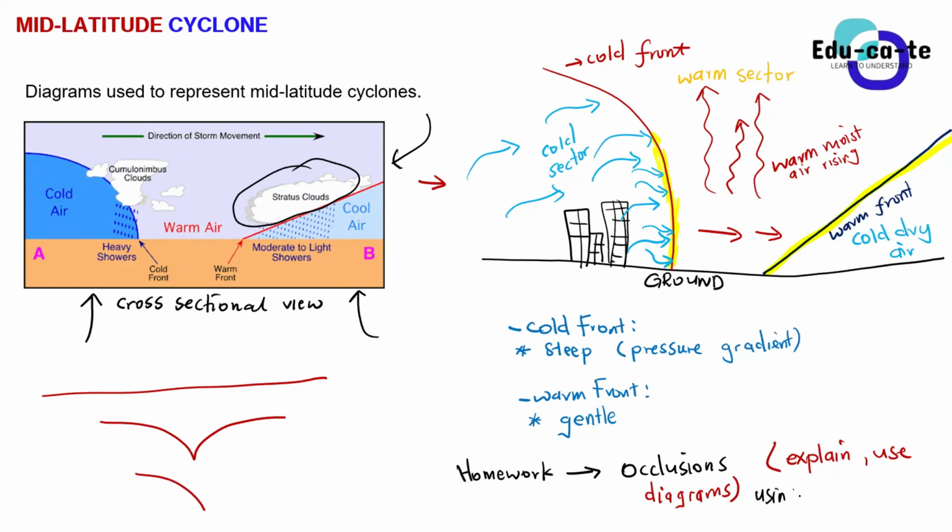Okay, sir. So the cross-sectional view, remember I said that it is more realistic, right? So use it, using the cross-sectional view of a mid-latitude cyclone. That is just going to give us something like 10 marks in total. You go and research about occlusions.